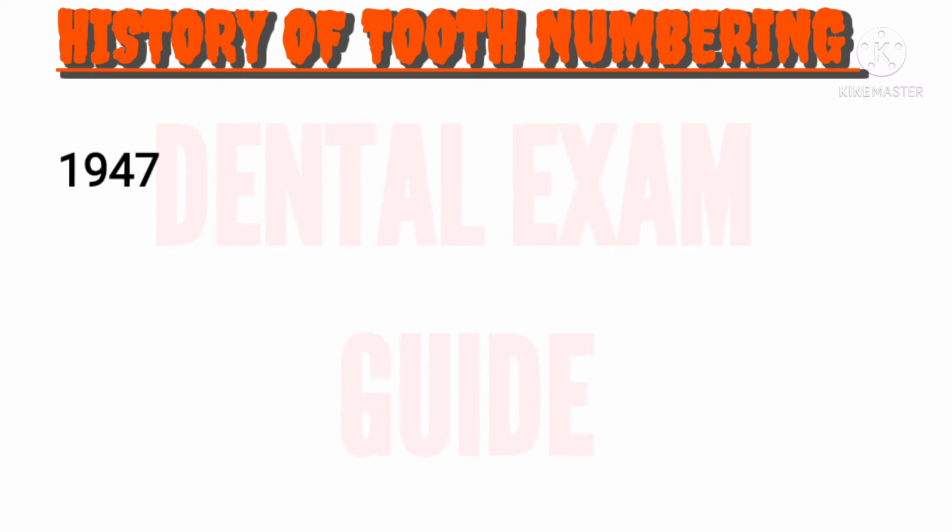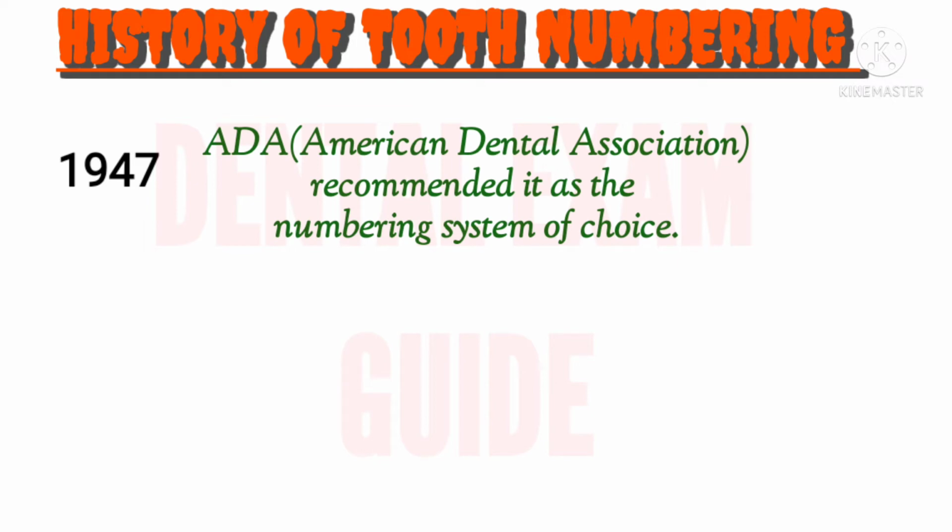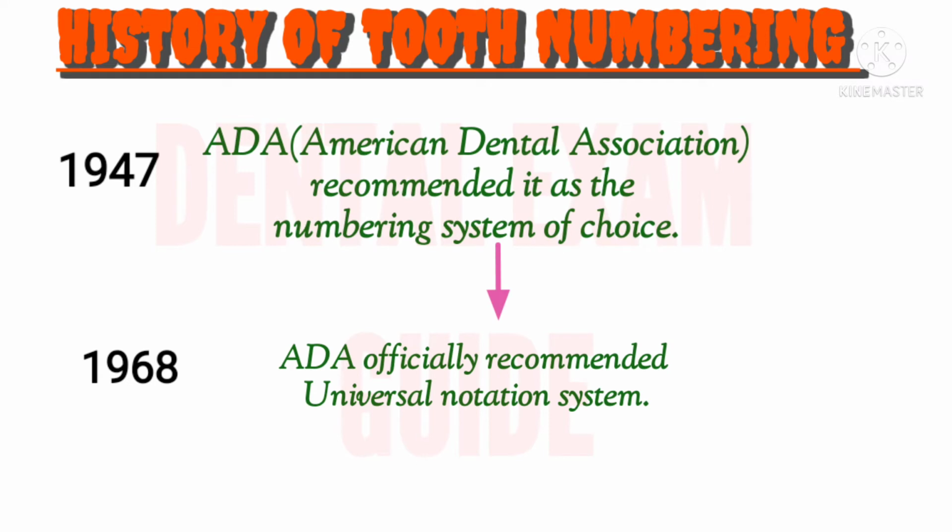And in the year 1947, it was recommended as the numbering system of choice by the American Dental Association. Palmer was a dentist from Ohio, United States. So Sigmondy Palmer notation is most commonly referred to as Palmer notation system in the United States. Due to the difficulties with the keyboard notation of Sigmondy Palmer system, in 1968, ADA officially recommended the use of another system, the universal numbering system, which was proposed by Parreidt in the year 1882.